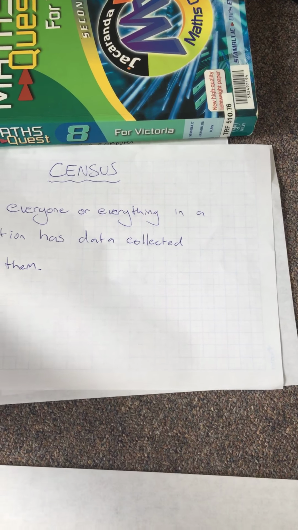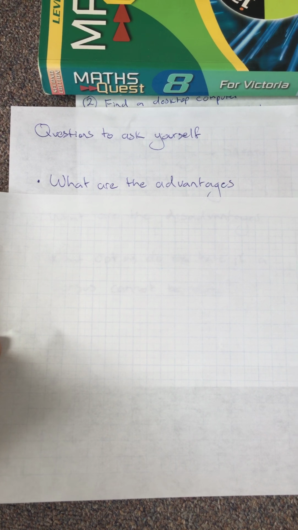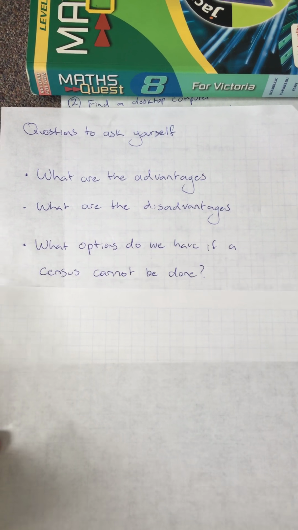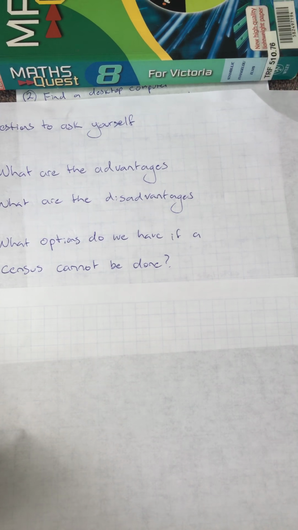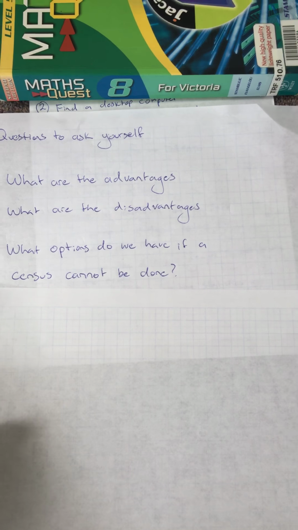And when you're doing this task, what I'd like you to be doing is to ask yourself, what are the advantages of doing a census? What are the disadvantages of doing a census? And what options do we have if a census cannot be done? What can we do, like a survey, or are there other things that we can do?